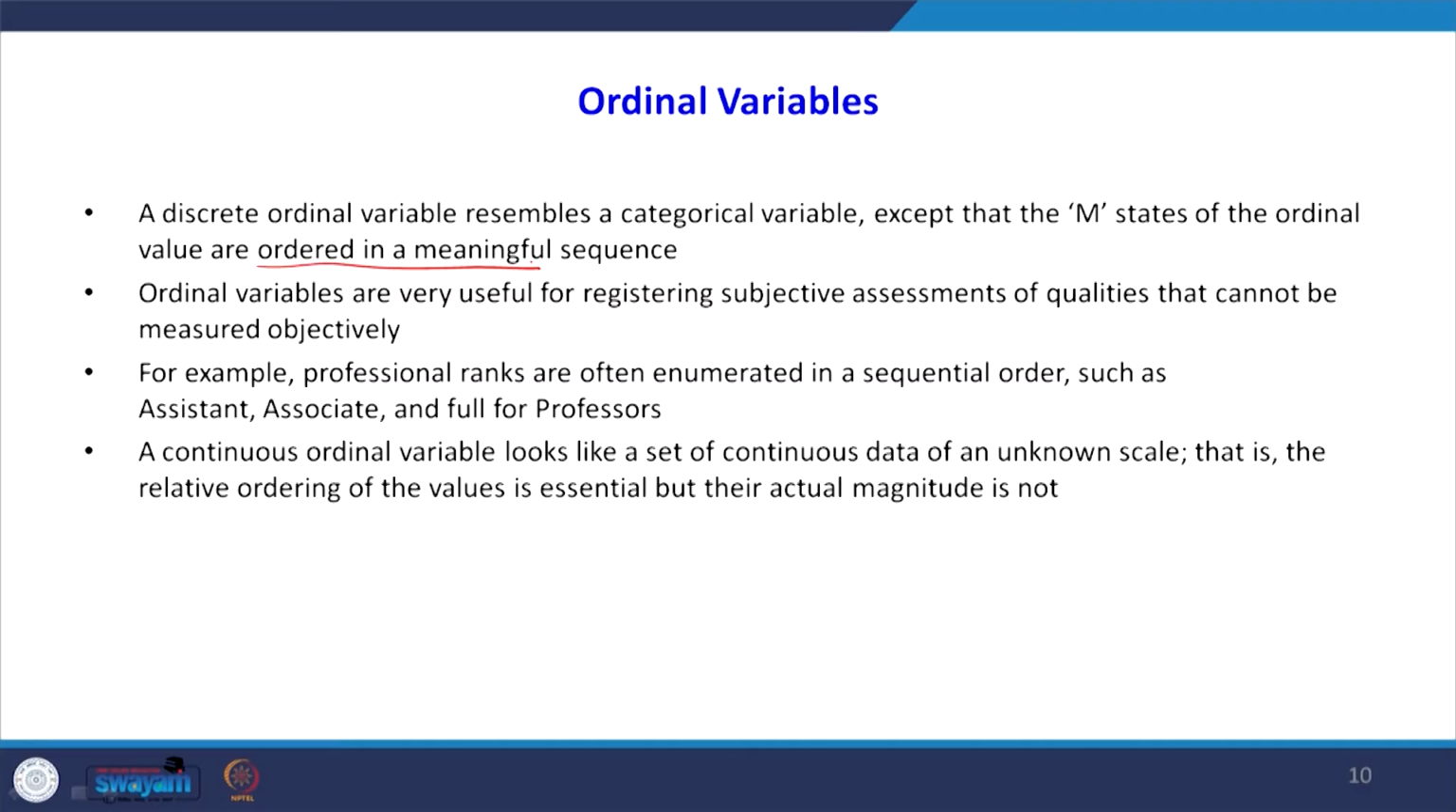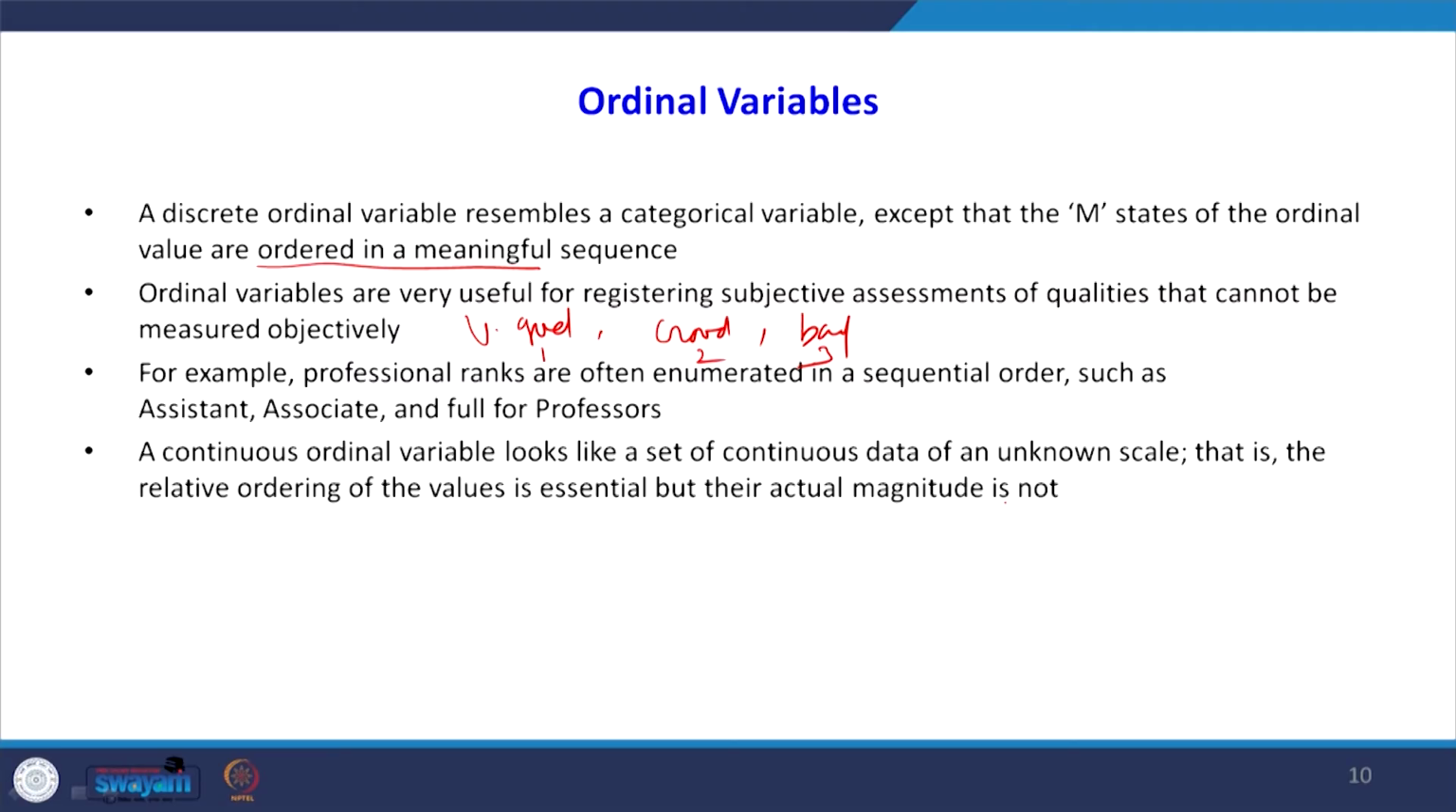Ordinal variables are very useful for registering subjective assessment of qualities that cannot be measured objectively. For example, say very good, good, bad. We can give the rank 1, 2, 3, so here 1, 2, 3 says there is a rank for that. For example, professional ranks are often enumerated in a sequential order, such as assistant, associate and full professors. So the order is more important. Continuous ordinal variables look like a set of continuous data of an unknown scale, that is, the relative ordering of the values is essential, but their actual magnitude is not.